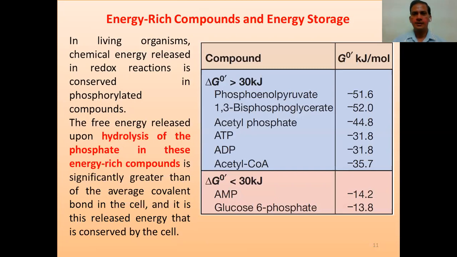So let's have a look at this particular table. Here we have phosphoenolpyruvate, bisphosphoglycerate, acetyl phosphate, ATP, ADP, acetyl CoA. All these phosphate compounds have quite high energy, ΔG0 prime. And if you compare with AMP or glucose 6-phosphate, this is quite low. So in simple terms, PEP is a quite high energy-releasing compound as compared to AMP or glucose 6-phosphate.